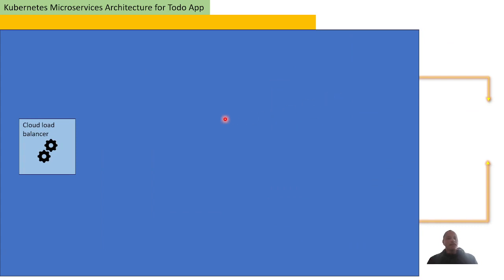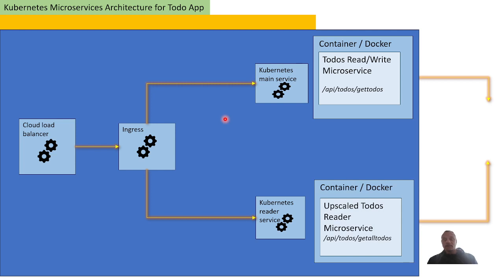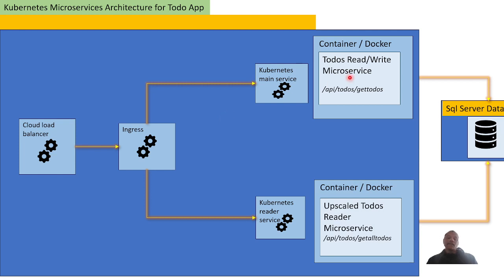Also, for the deployment architecture, we're going to have a cloud load balancer with Ingress, and it's going to serve our two microservices containers and connect to a SQL Server database. Let's look at the development environment and see how it works.